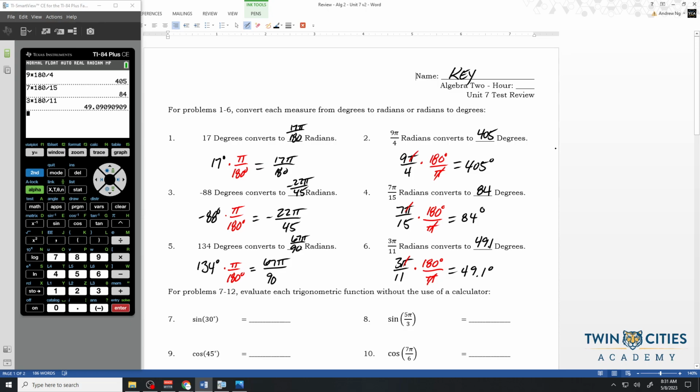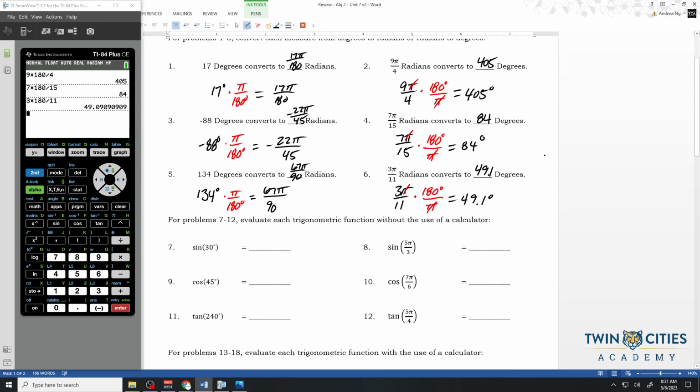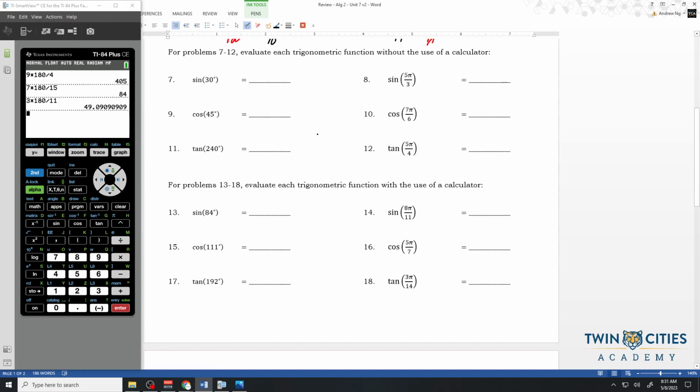All right, let's move on to the second section. For the second section, it says for problems 7 through 12, evaluate each trigonometric function without the use of a calculator. So the first section, I did use a calculator here just to convert. In this section, I'll be trying to figure out what sine of 30 degrees, cosine of 45 degrees, and cosine of 7 pi over 6, and so forth are without a calculator. So what that means is I'll be using my unit circle.